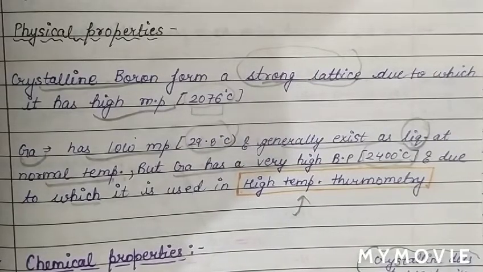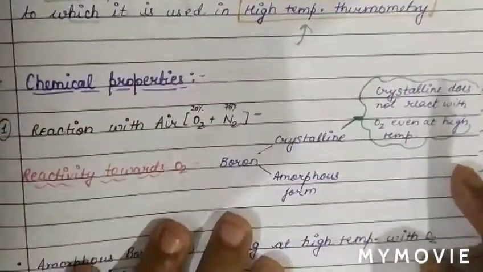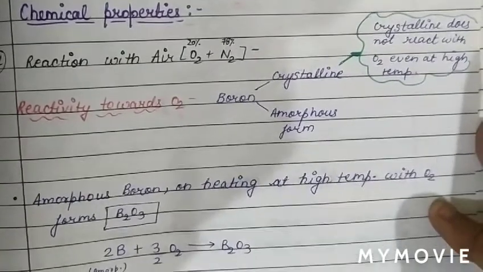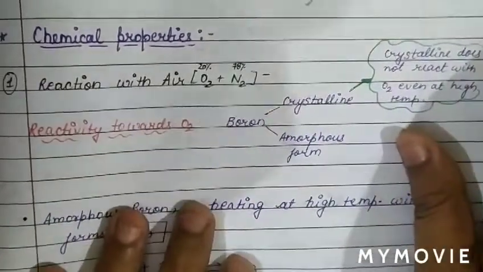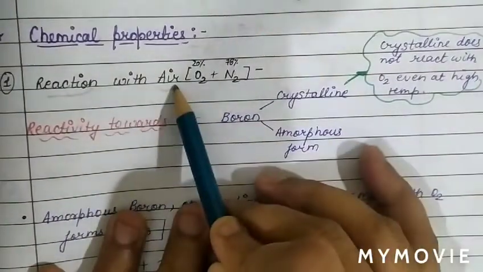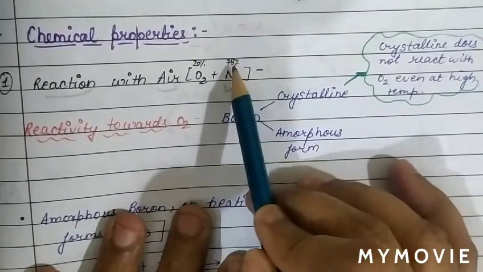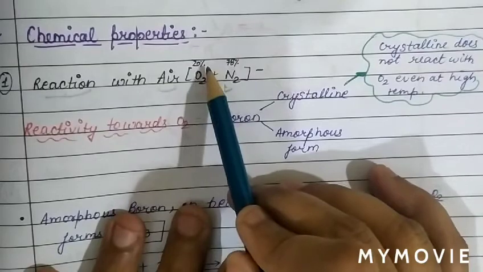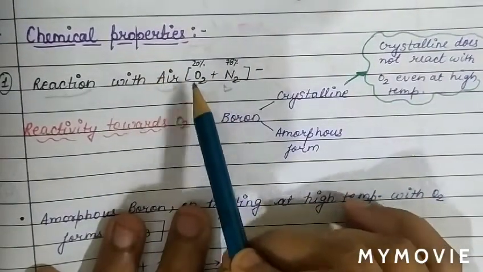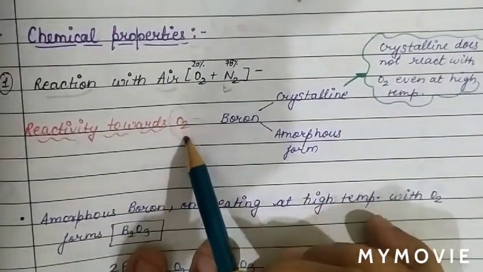Now we will discuss the chemical properties of the boron family. The first chemical property is reaction with air. As we know, air contains mostly nitrogen, about 78%, and oxygen about 20 to 21%. So first we will discuss the reaction of the boron family with air. We also say reactivity towards oxygen.